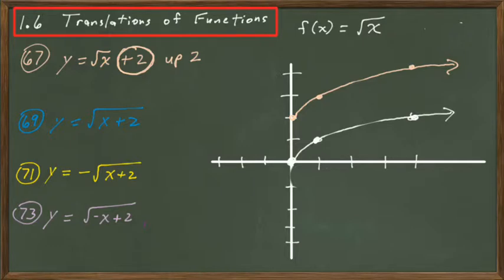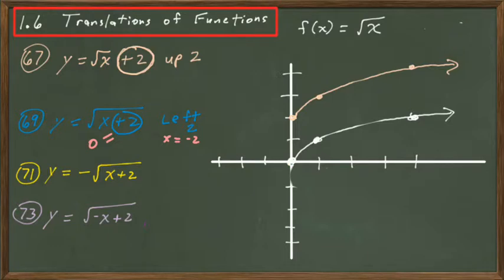Now on 69, it is on the inside. It's with the x. So that's going to shift it left or right. This one happens to shift it to the left 2. Now the reason I say it's to the left 2 is what makes x plus 2 0? -2, right?